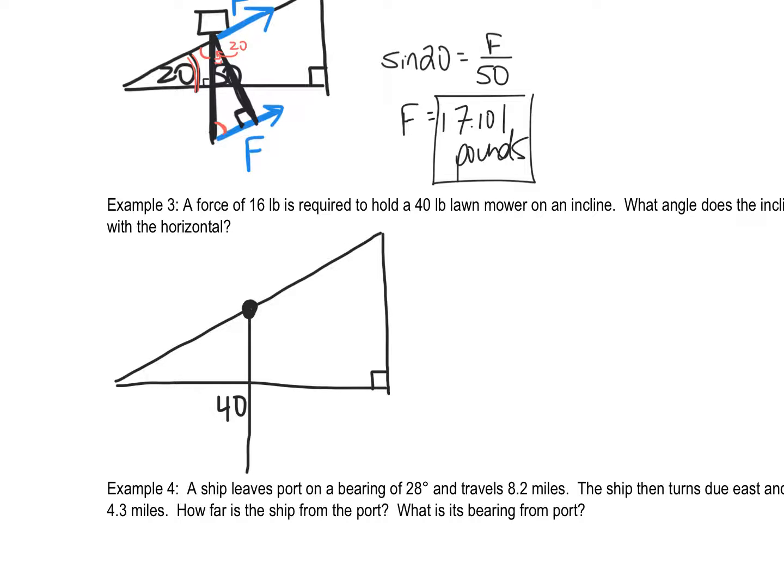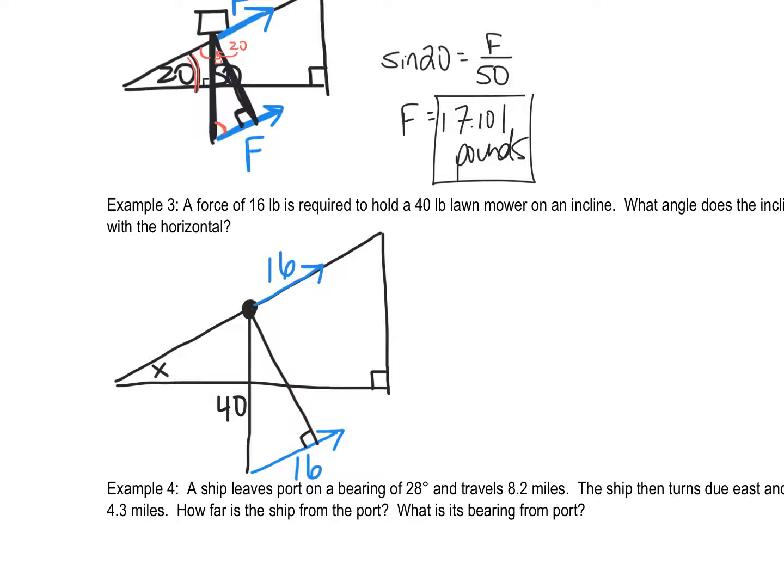I'm going to label it out here. And the force is 16, so the force is this direction, and it's trying to prevent the lawnmower from falling this way, so it's pulling it this direction. I'm also going to draw that parallel down here, that's 16, so that I can look for my alternate interior angles. And then what I need here is to create a right angle triangle. I'm going to drop that down there. So this is how all the pictures are drawn. This is asking me to find the angle of the incline, which is here.